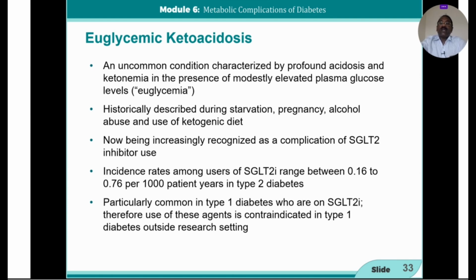Euglycemic ketoacidosis has historically been described during starvation, pregnancy, alcohol abuse, and use of the ketogenic diet. So these four are possible causes of euglycemic ketoacidosis: starvation, pregnancy, alcohol abuse, and use of ketogenic diet. Now it is being increasingly recognized as a complication of SGLT2 inhibitor therapy. So the fifth cause is SGLT2 inhibitors.